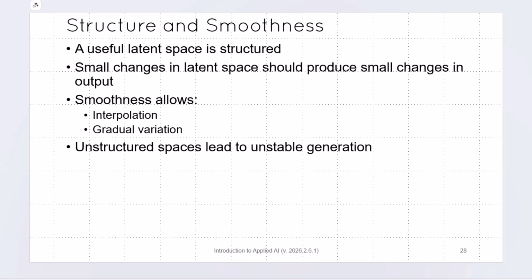A useful latent space is structured. Small changes in the latent space should produce small changes in the output. Smoothness allows interpolation and gradual variation. Unstructured spaces lead to unstable generation.